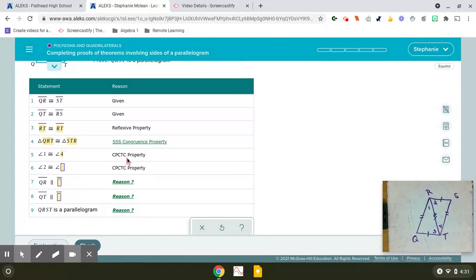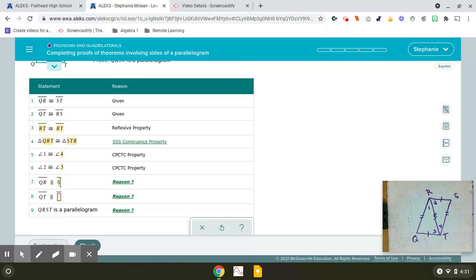And that's the CPCTC property. Angle 2 is congruent to angle 3, okay? Now we know that QR is parallel to ST, okay?